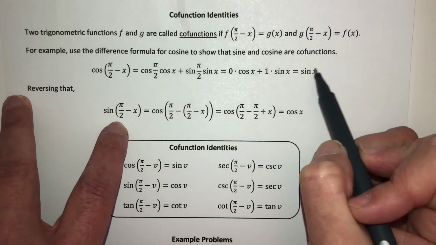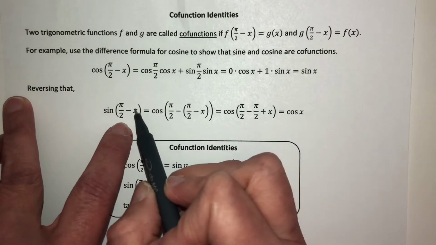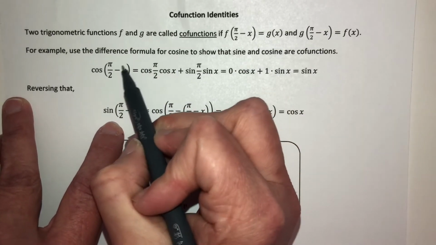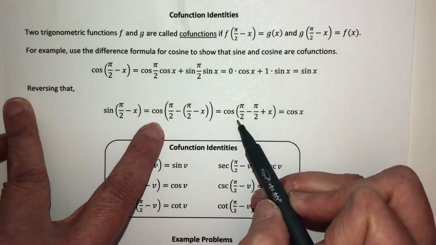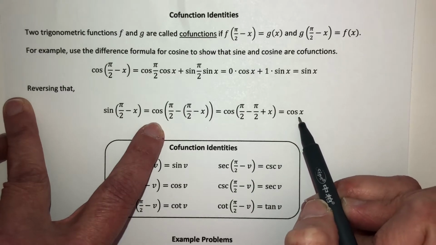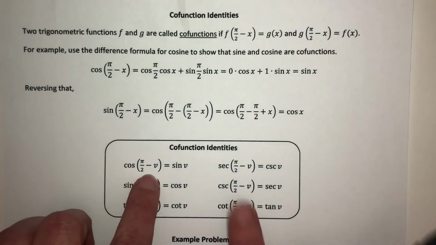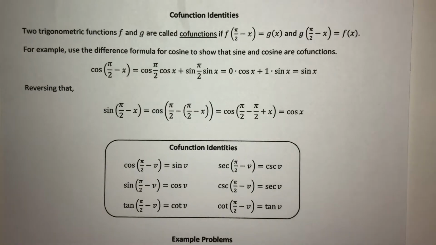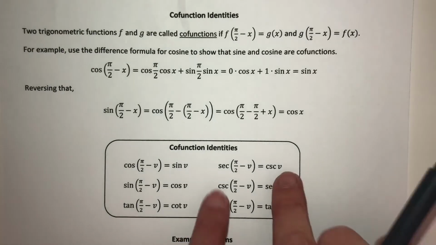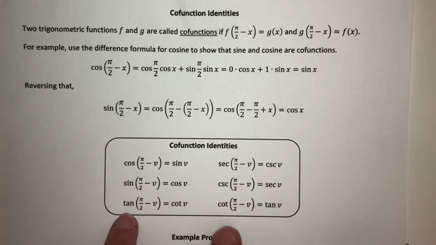My x here goes along with this. So if I take all of this and plug it in for x right here, I have this. Distribute the negative, your pi over 2's cancel out, and you get cosine of x. So sine and cosine are cofunctions, here and here. And with similar approaches, you can show that secant and cosecant are cofunctions, and tangent and cotangent are cofunctions.